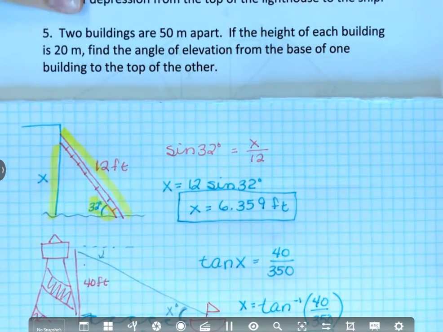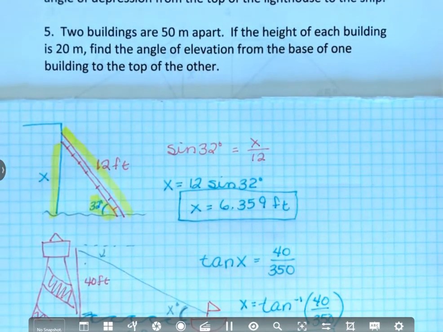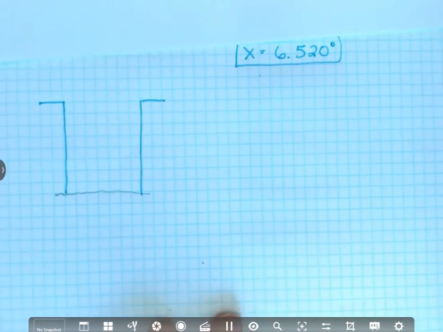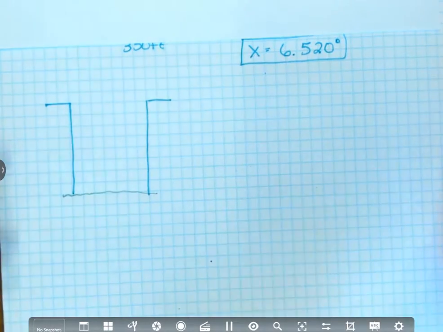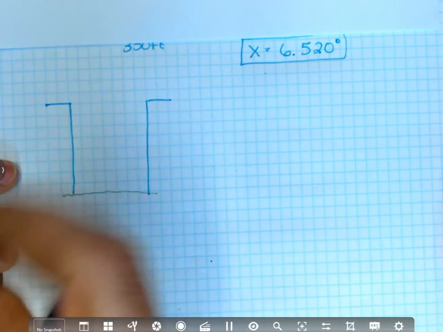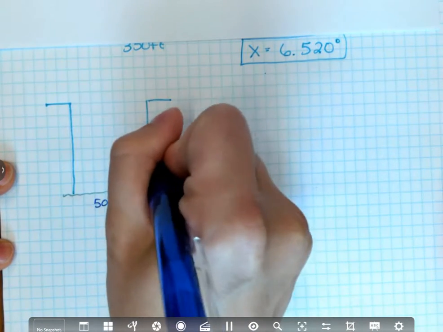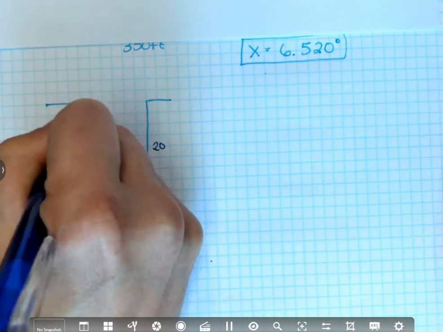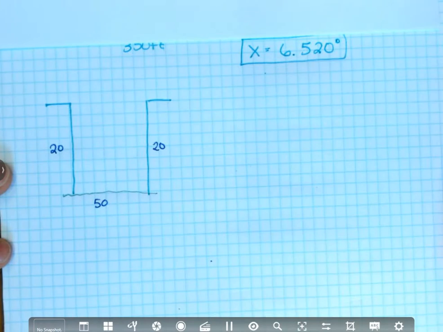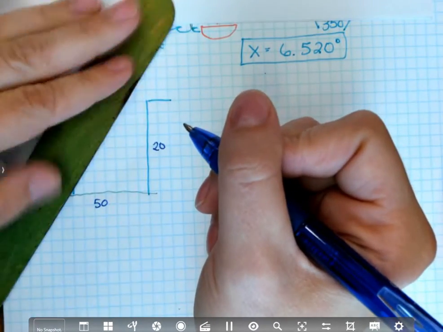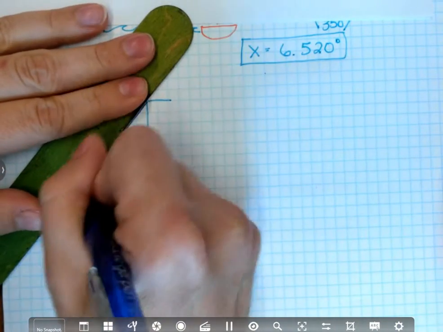Problem number 5, we're talking about 2 buildings being 50 meters apart. So here are my buildings, 50 meters apart. So I'm just going to make this be 50. And it says if the height of each building is 20, find the angle of elevation from the base of one building to the top of the other. So I am looking for that angle.